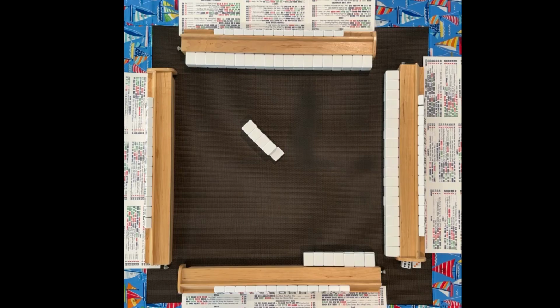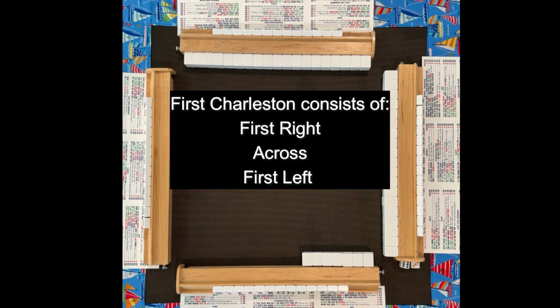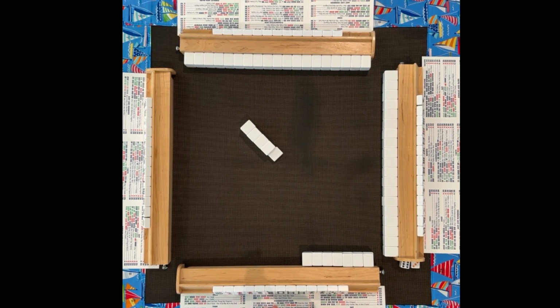This lesson and the next two lessons will be covering the names of the passes and how each of the passes is done. How to determine which tiles are passed during each of the moves will be covered when we meet at ilovemahj.com for lessons 11, 12, and 13. The first Charleston is what we're going to be doing in this lesson, and that consists of the first right, an across, and the first left.